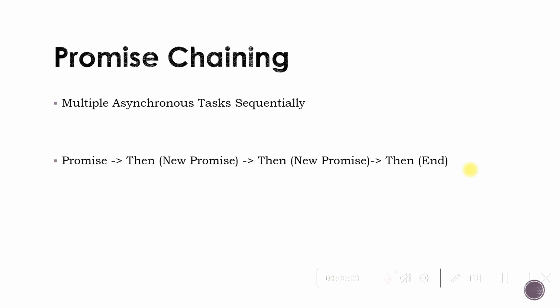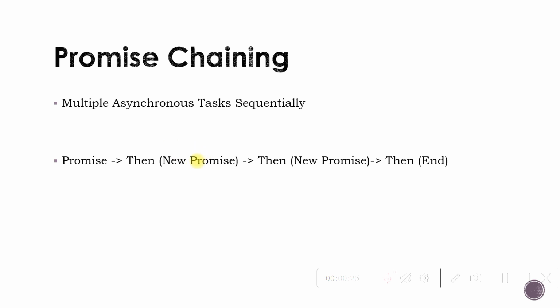Next topic is going to be promise chaining. So when we need to run multiple asynchronous tasks sequentially, multiple promises can be chained one with another. So how is it possible? A promise will be there, then the then block of that promise will return a new promise.